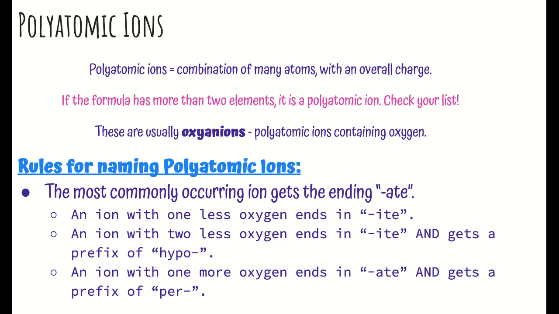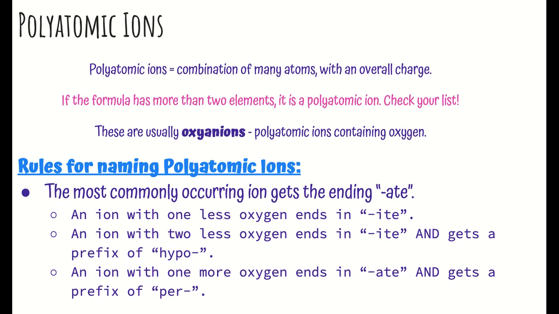Any ion with one less oxygen than that is going to get an ending of ITE. Any ion with two less oxygens than its normal state is going to get hypo at the front and ITE at the end. If you have an ion with one more oxygen than it normally would have, it's going to get a prefix of PER and an ending of ATE.